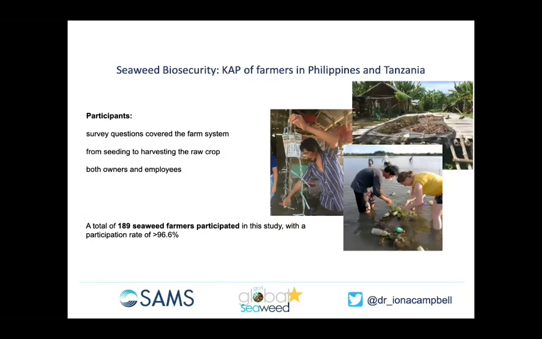The participants of the survey covered just the farming system, so not the processing or the after the harvest of the seaweed. It included from seedling to harvesting the raw crop, and it included farmers that owned their own farms and also farmers that were employees of larger farm systems. In total there were 189 farmers who participated in the study, with a participation rate of 96.6%.